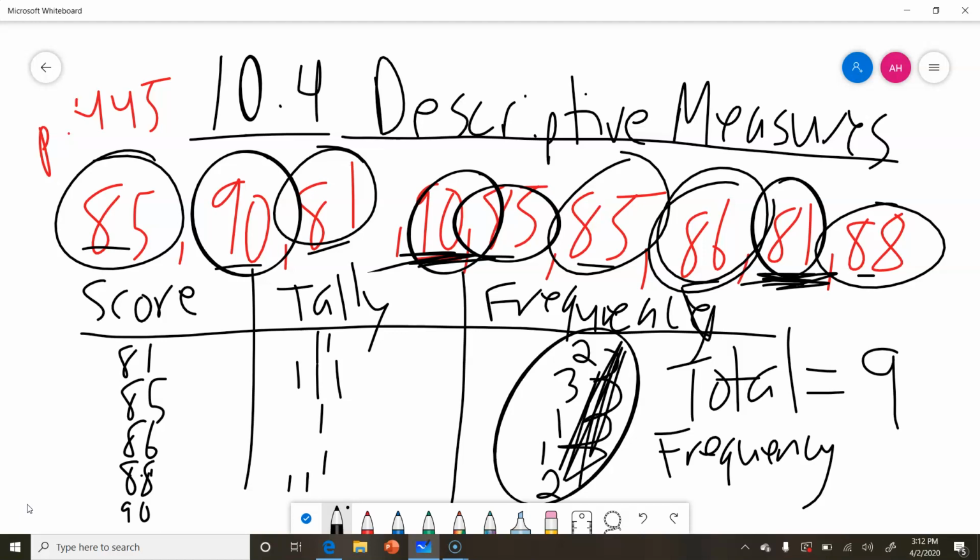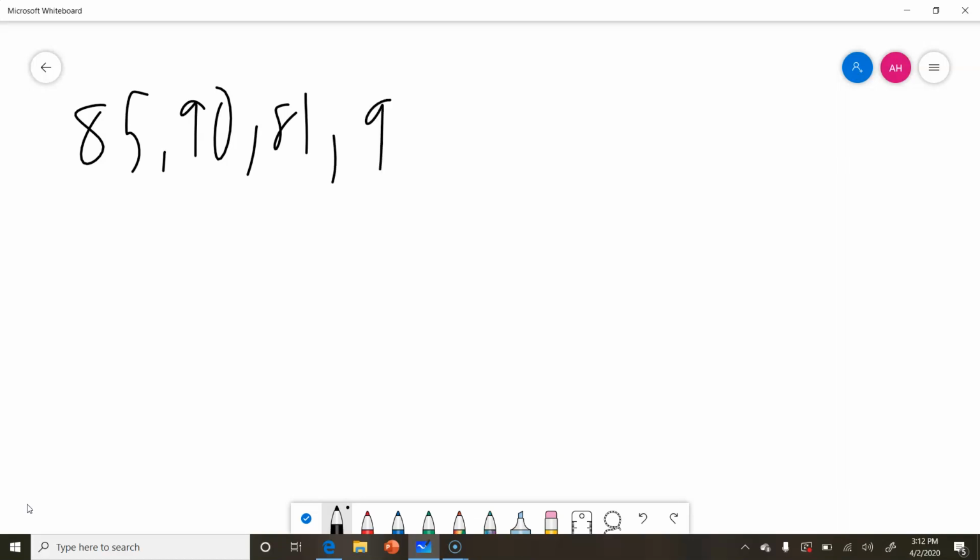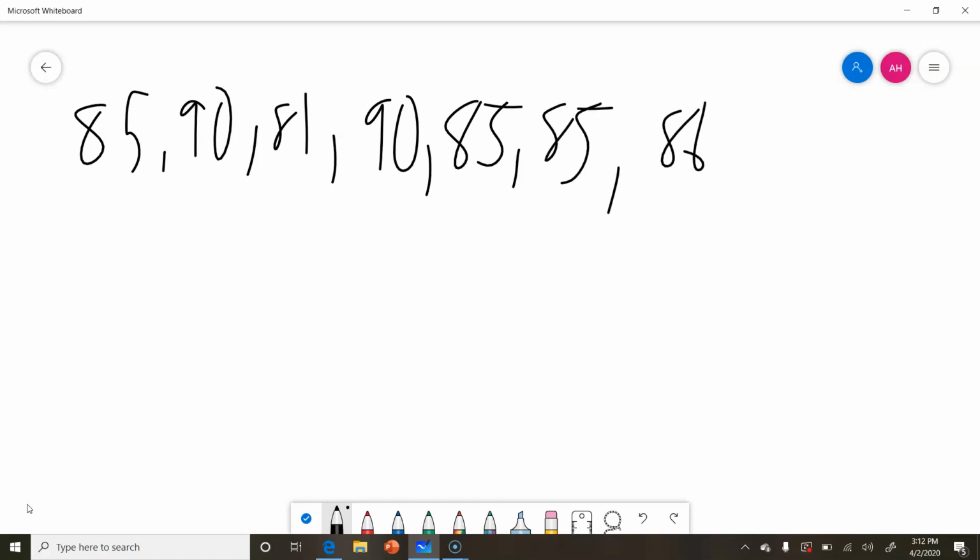Okay, so we did range with those numbers. Now I'm going to clear this canvas and start over with those same numbers. With those same numbers, we are going to do other measures, one called mode, one called mean or average, and the last one, which we already did, is called the range. So 86, 88, and 81.